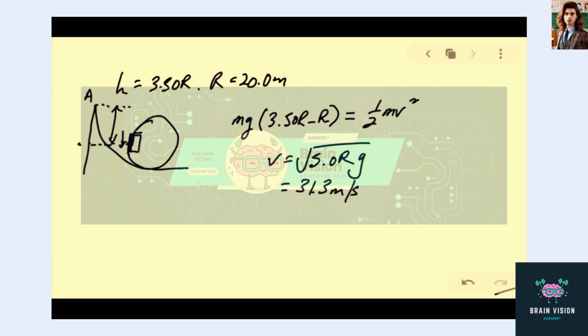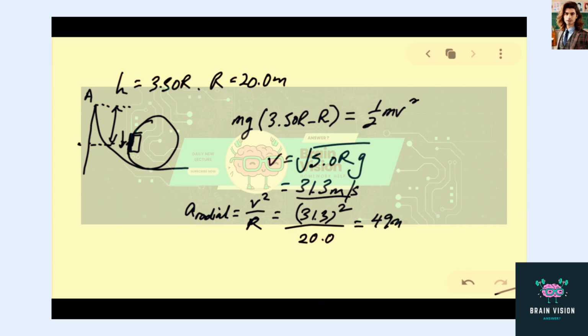Now the radial acceleration is simply the centripetal acceleration, which is v squared over r. We already found our v, so 31.3 squared divided by the radius, which is 20. This gives us 49 meters per second squared.